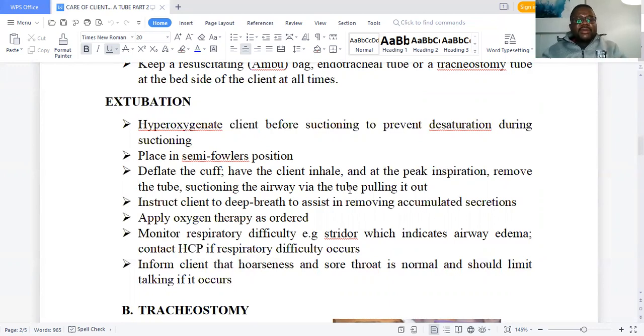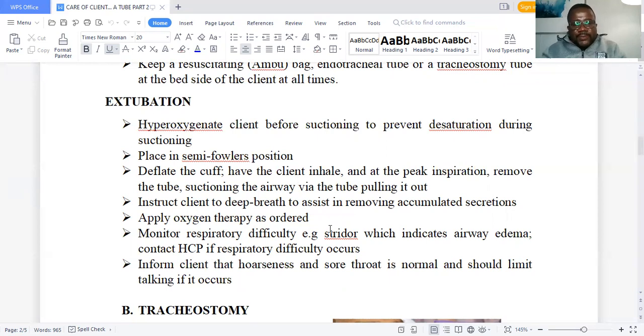Okay. Then you deflate the cuff, have the client inhale, and at the peak of inspiration, remove the tube, suctioning the airway via the tube as you pull it out. Okay, that is what you have to do. Instruct the client to deep breathe to assist in removing accumulated secretions, and apply oxygen therapy as ordered, when needed.